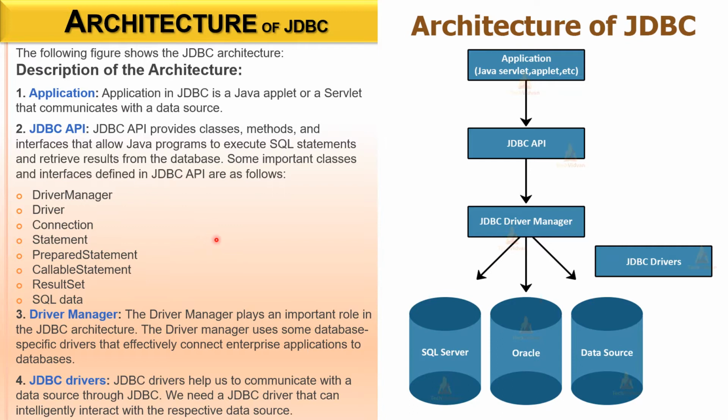Some of the important classes and interfaces defined in JDBC are as follows. You can say, for example, DriverManager, Driver, Connection, Statement, PreparedStatement, CallableStatement, ResultSet, and SQLData. These are some of the classes, methods, and interfaces. We have to retrieve the results from the databases, and for that we require all these classes and interfaces provided with the JDBC API.